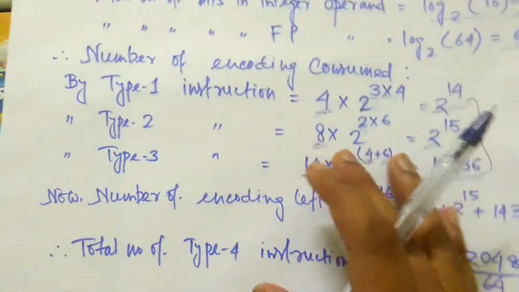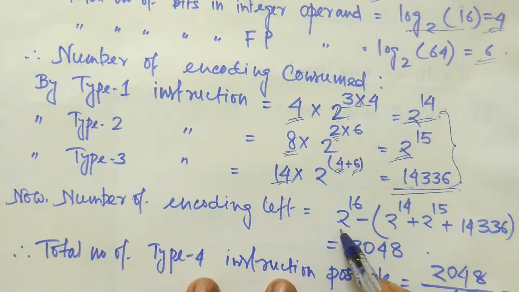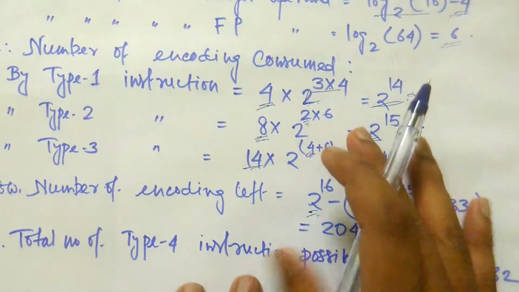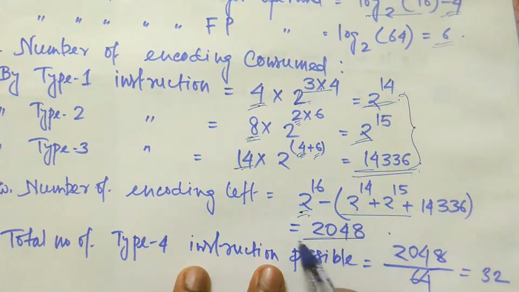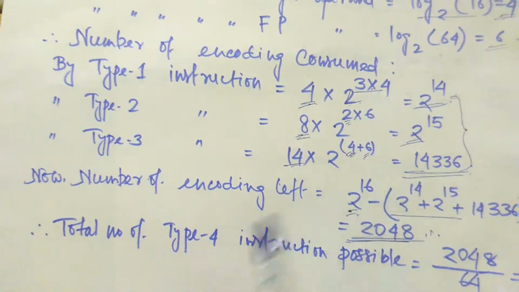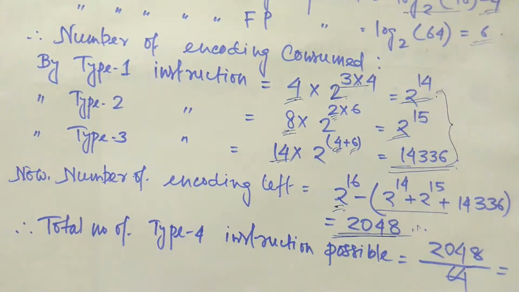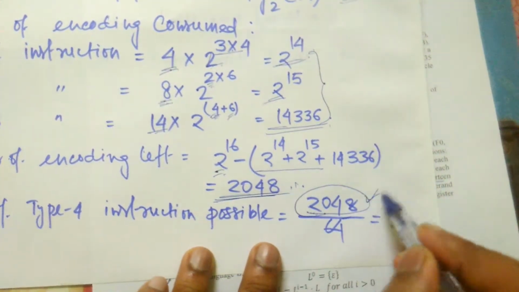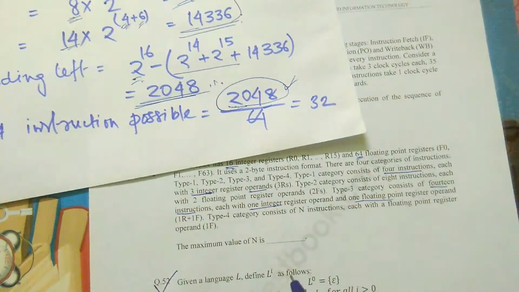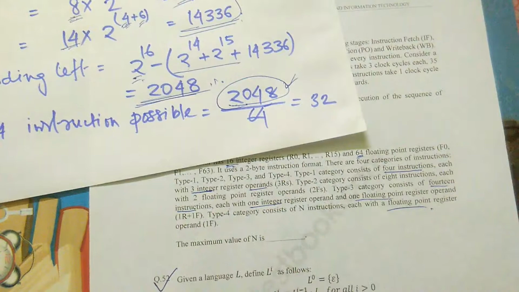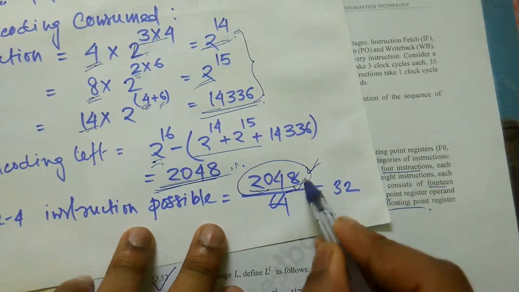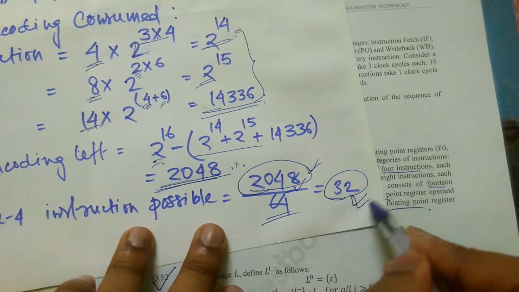So what is the left amount? In total we have 2 to the power 16 encodings, and consumed is this much, so this is the left amount. So the total number of encodings possible for type 4 is 2048. And in the question it is given that it consists of a floating point register operand. What is the floating point register encoding? That is 64. So if we divide the left amount by 64, we get 32. So 32 is the answer for this question.